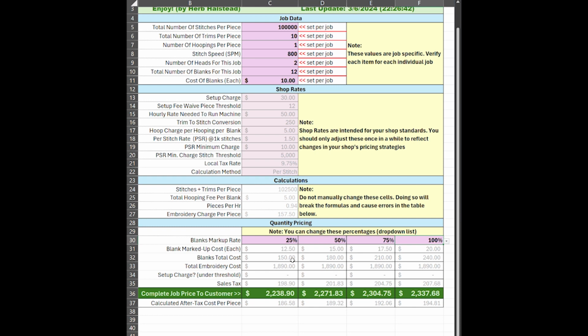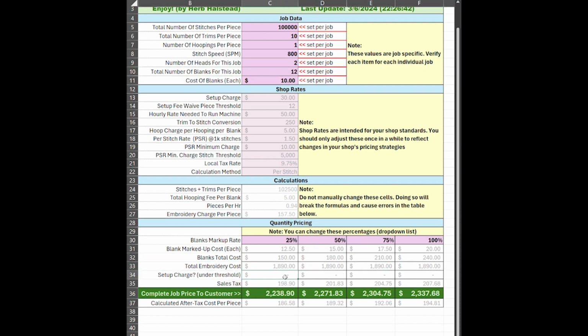The next row is your blanks total cost. So what that's doing is just multiplying your blanks cost up here by the number of blanks that are in this job. So it would be your markup cost rather down here times your number of blanks, which gives you this number. And then the next number is that embroidery cost that's up here multiplied by the number of blanks that you have gives you this number.